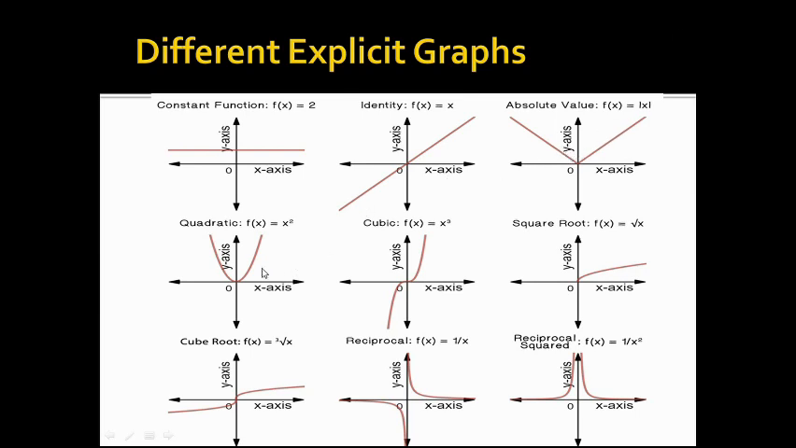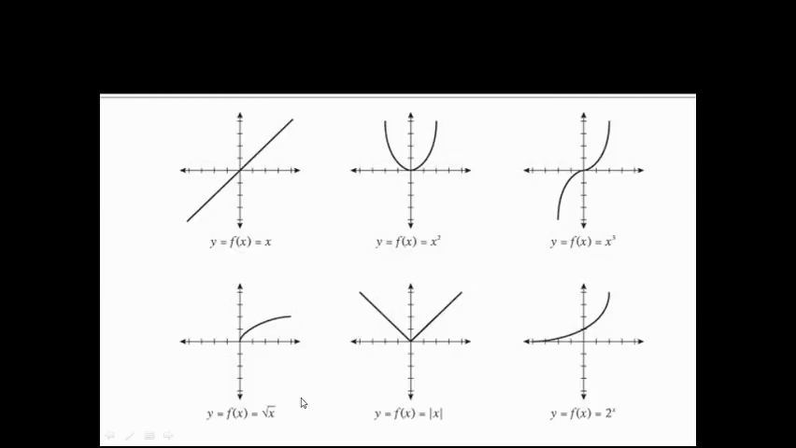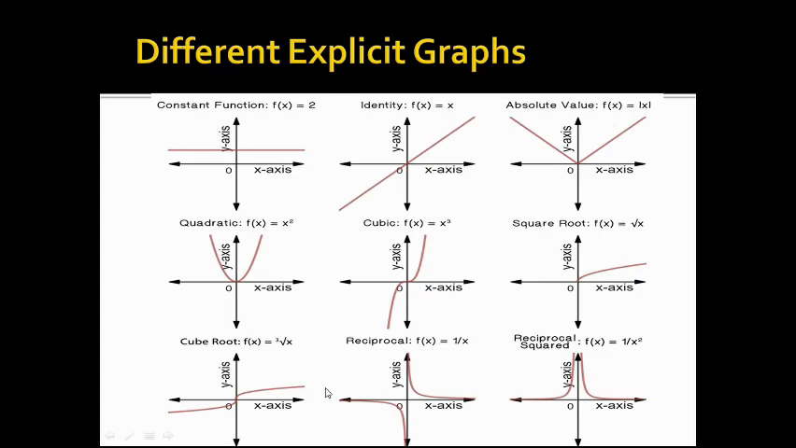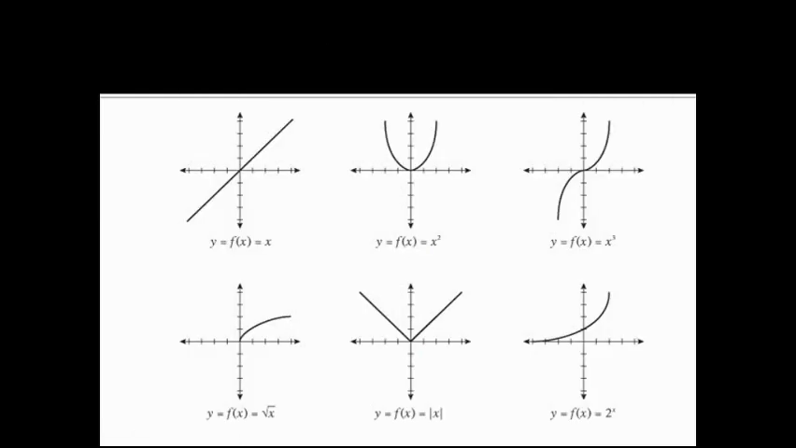This is the quadratic function, cubic, square root, cubic root. This one is the reciprocal function, f of x is equal to 1 by x. Then we have f of x is equal to 1 by x square. These are some more examples of different graphs.